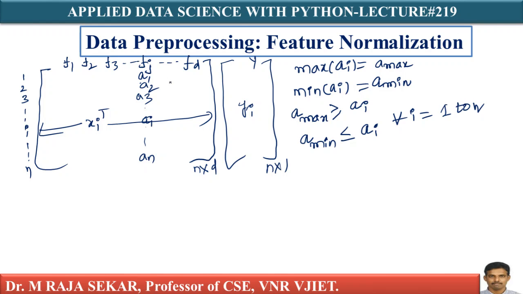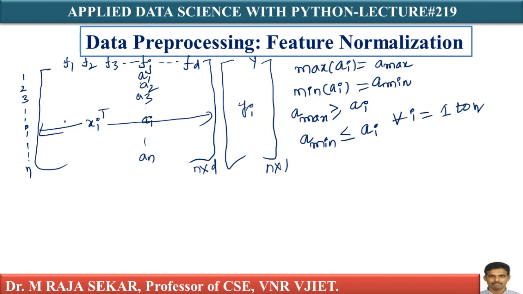In these values A1, A2, An, A max is the maximum value and A min is the minimum value. Your maximum value is greater than or equal to Ai for i equal to 1 to n, and the minimum value is less than or equal. This is simple and straightforward, because I have n data points: 1, 2, 3, and so on up to n. These are the definitions of A max and A min.